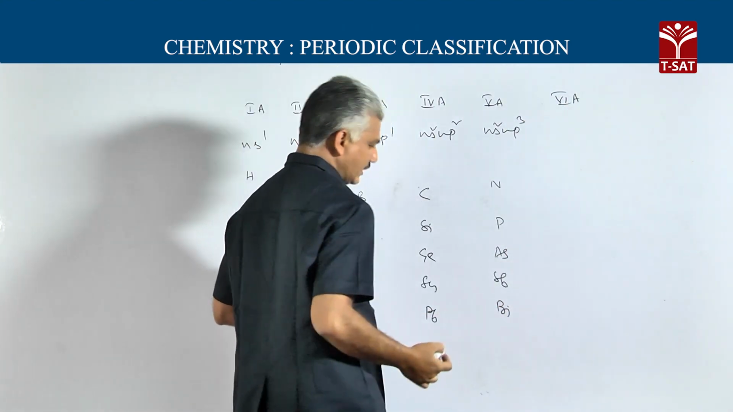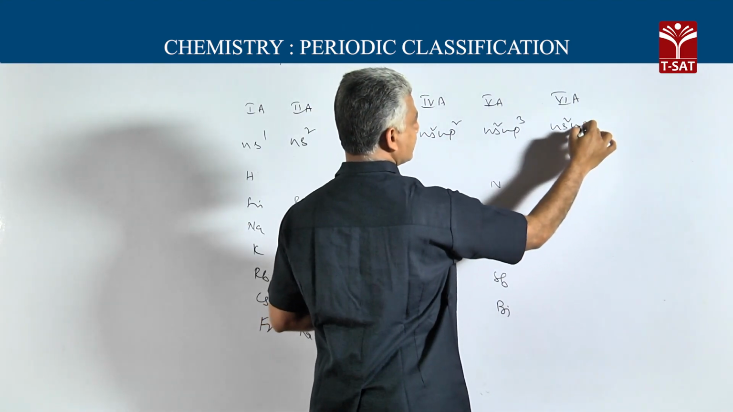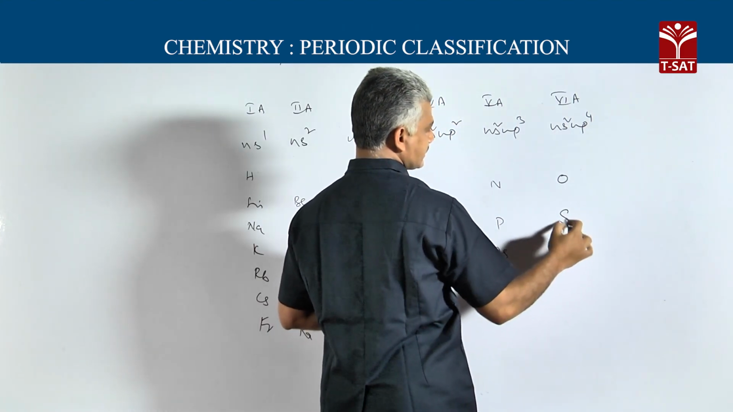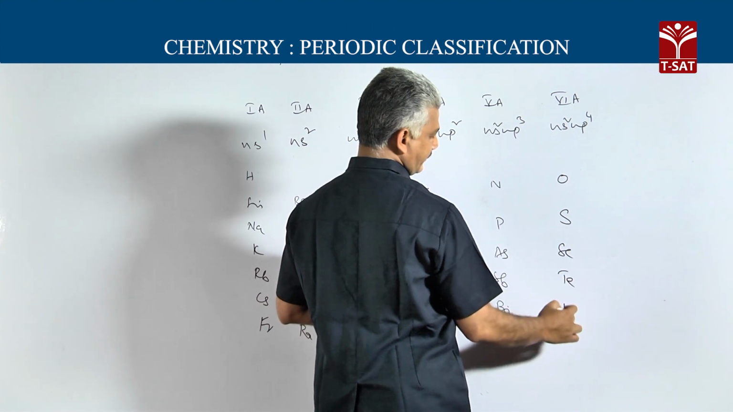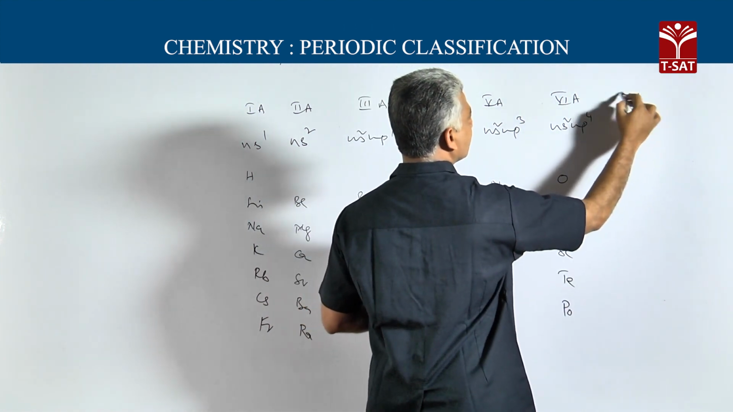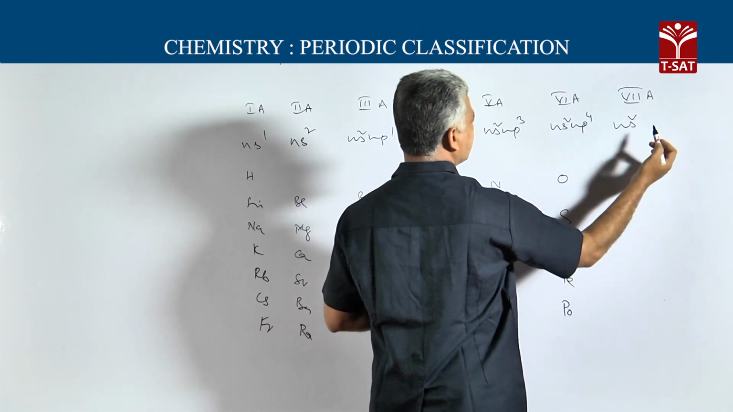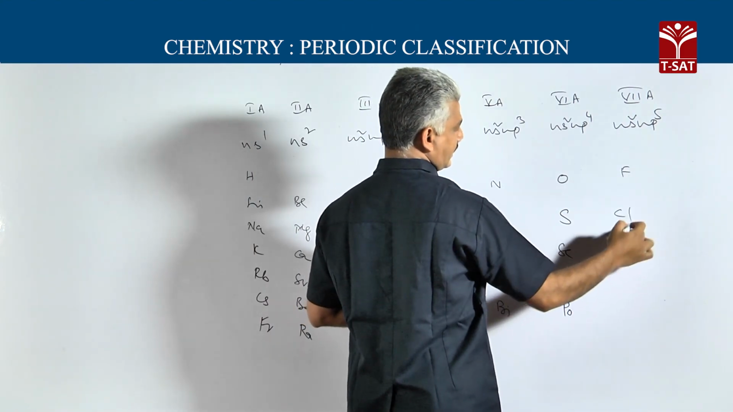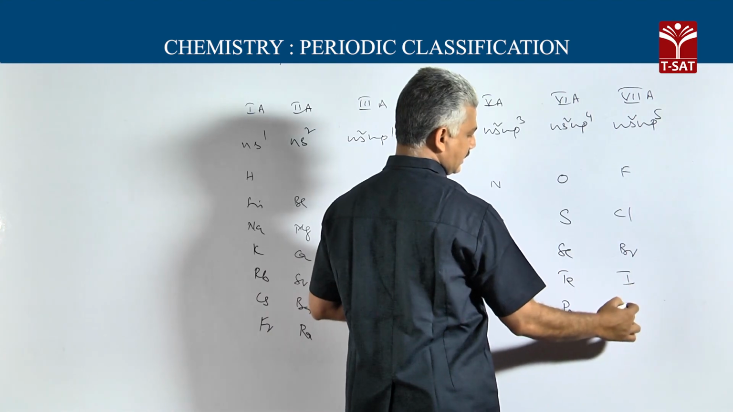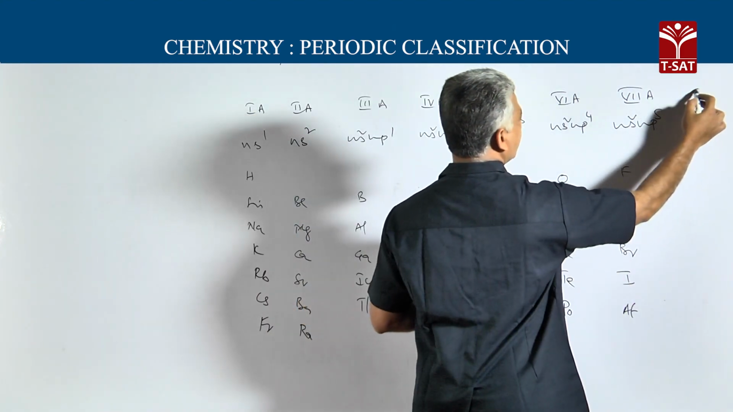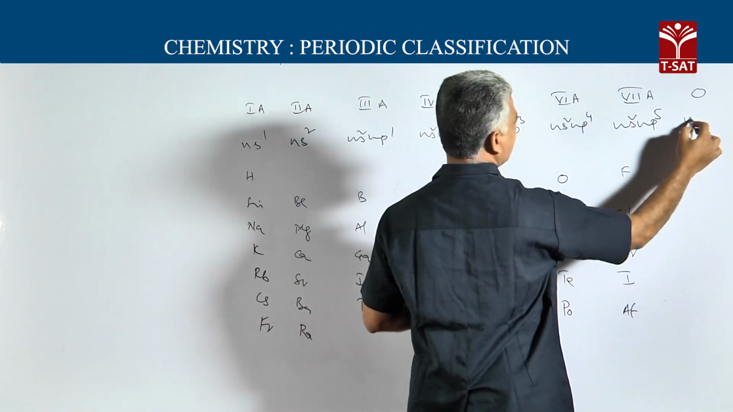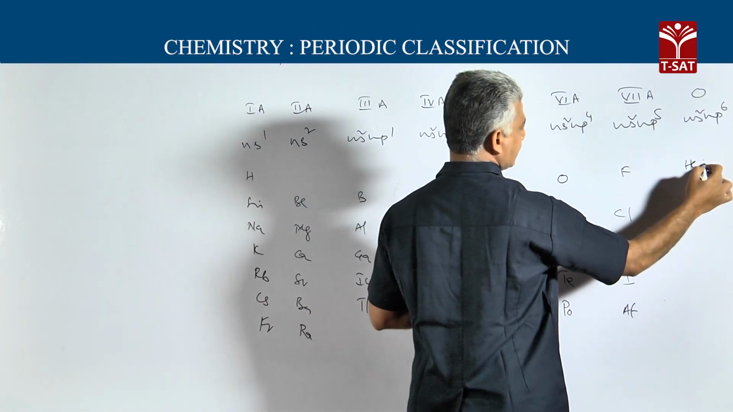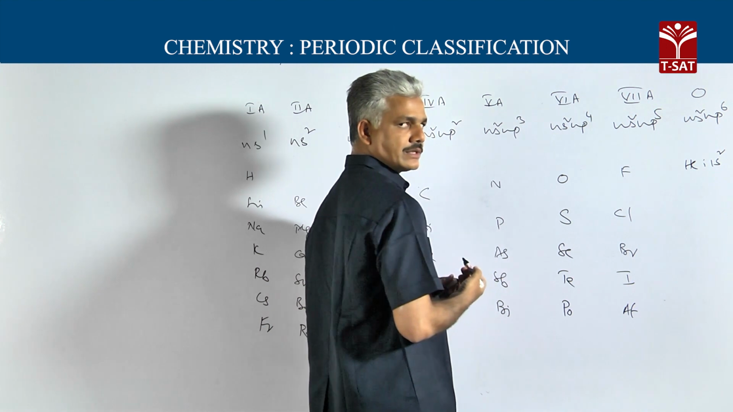In the 6th A group, the general electronic configuration is ns2 np4 and elements present are oxygen, sulfur, selenium, tellurium and polonium. The general electronic configuration for 7th A group elements is ns2 np5. Elements present are fluorine, chlorine, bromine, iodine and astatine. In the 0 group or 8th A group, the general electronic configuration is ns2 np6. However, the starting element helium has a configuration of 1s2 only.